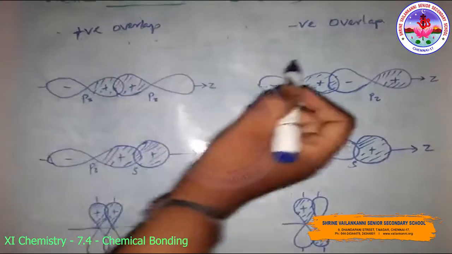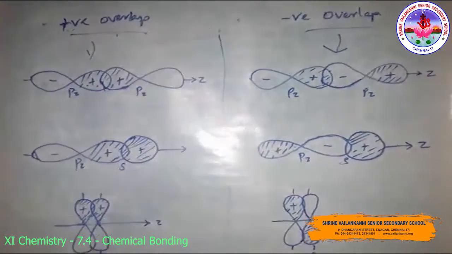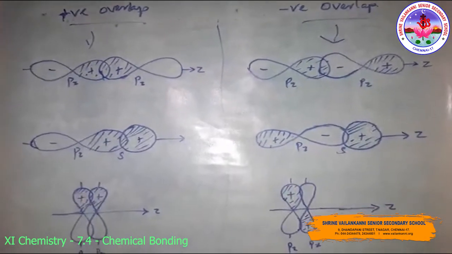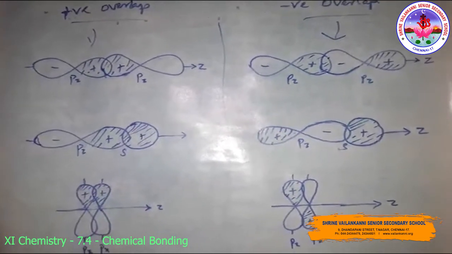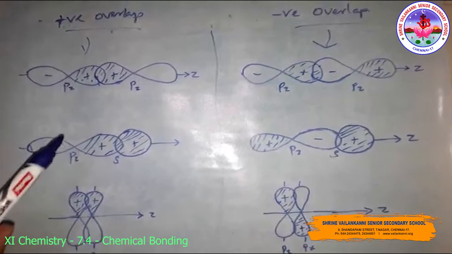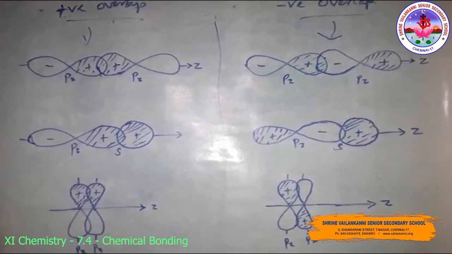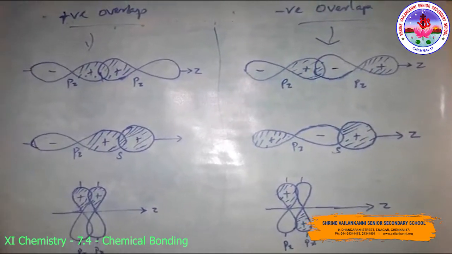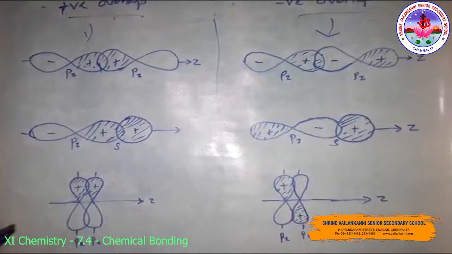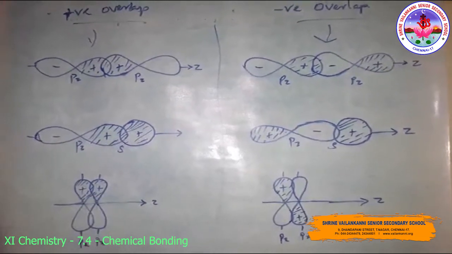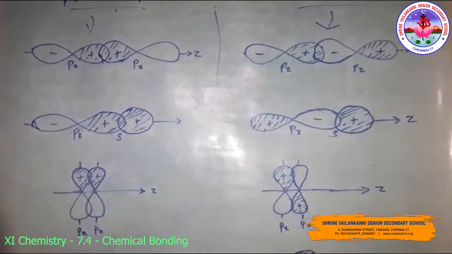This is in phase overlap. This is out of phase overlap. That means these things. Whether it is positive, negative or zero depends upon the sign, that is the phase, and the direction of the orientation of the amplitude of the orbital wave function in space. Look at this diagram. The positive and negative signs on the boundary surface diagram are of the orbital wave function and not related to charge.